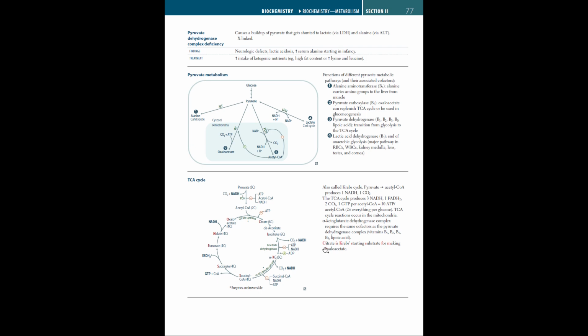A nice mnemonic is "Citrate Is Krebs' Starting Substrate For Making Oxaloacetate." This will help you remember all the essential substrates in the TCA cycle. Starting from citrate, then I for isocitrate, K for Krebs, so alpha-ketoglutarate, then S for starting, so succinyl-CoA, then substrate, so succinate, then F for fumarate, M for malate, and then oxaloacetate, which is the final product.